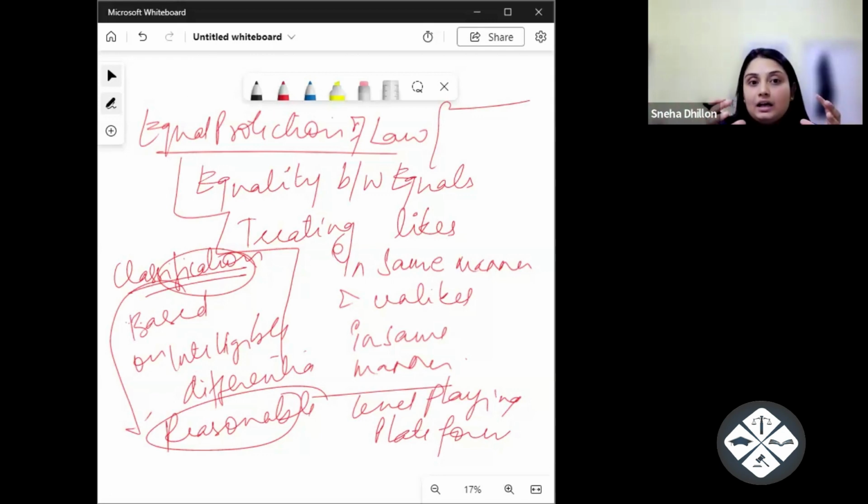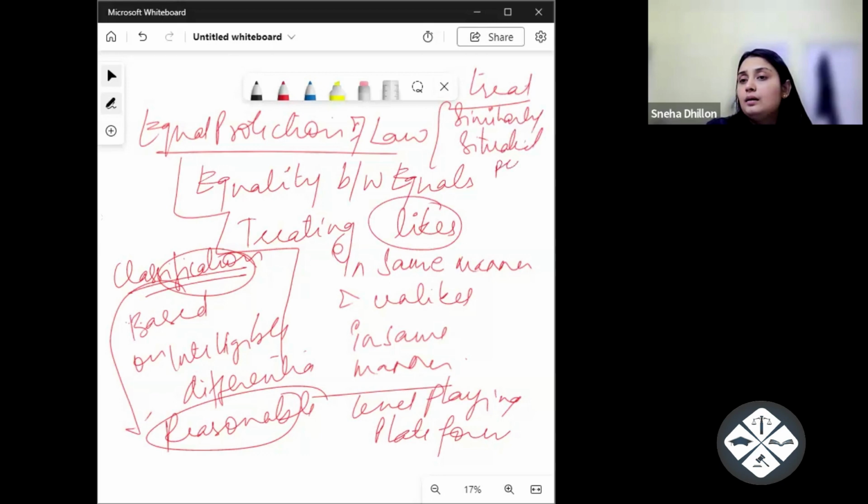इसका मतलब है कि जो similarly situated individuals हैं, they should not be discriminated against, they should be treated in one manner, and laws will not in themselves discriminate. तो इसका क्या है, means you need to treat alike similarly situated people in one manner, in a like manner.